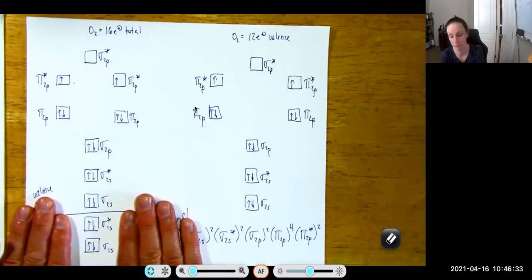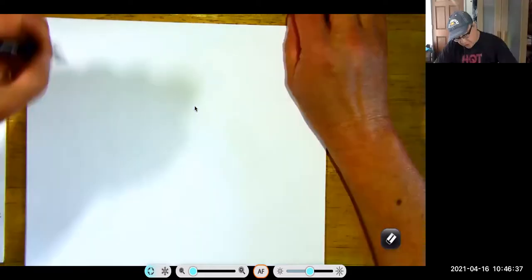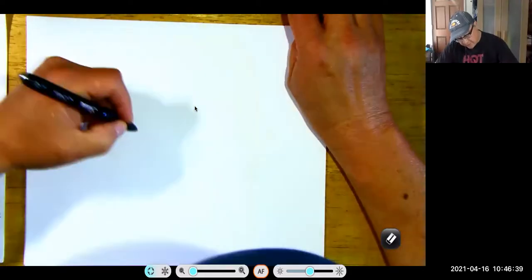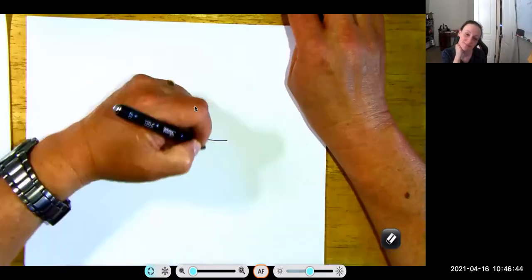So I can see I'm confusing you. So here's what I'm going to do. So here's helium with its 1s, right? Yeah. And here's helium with its 1s.